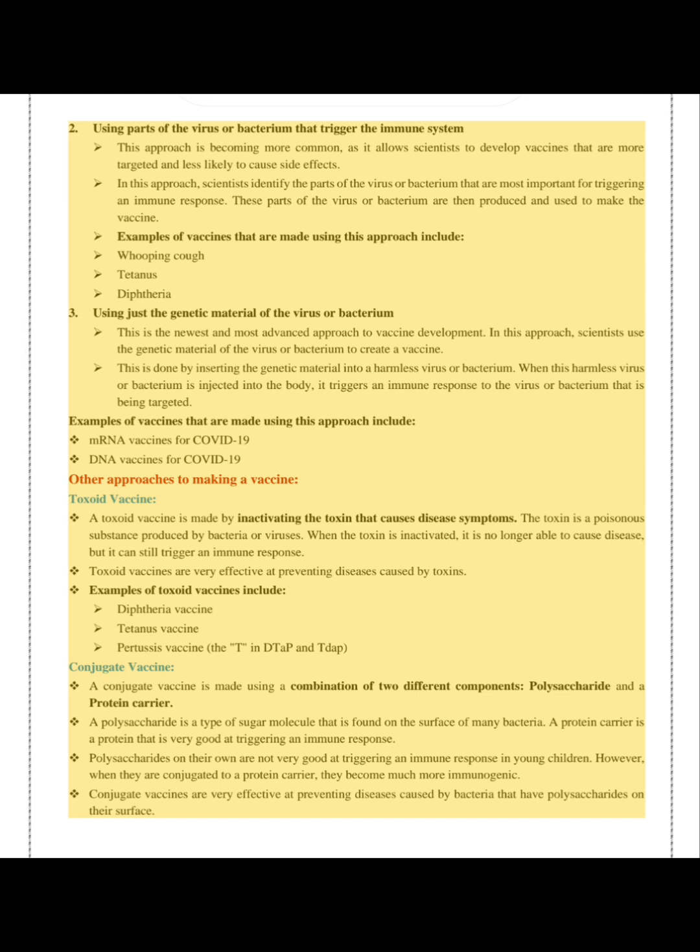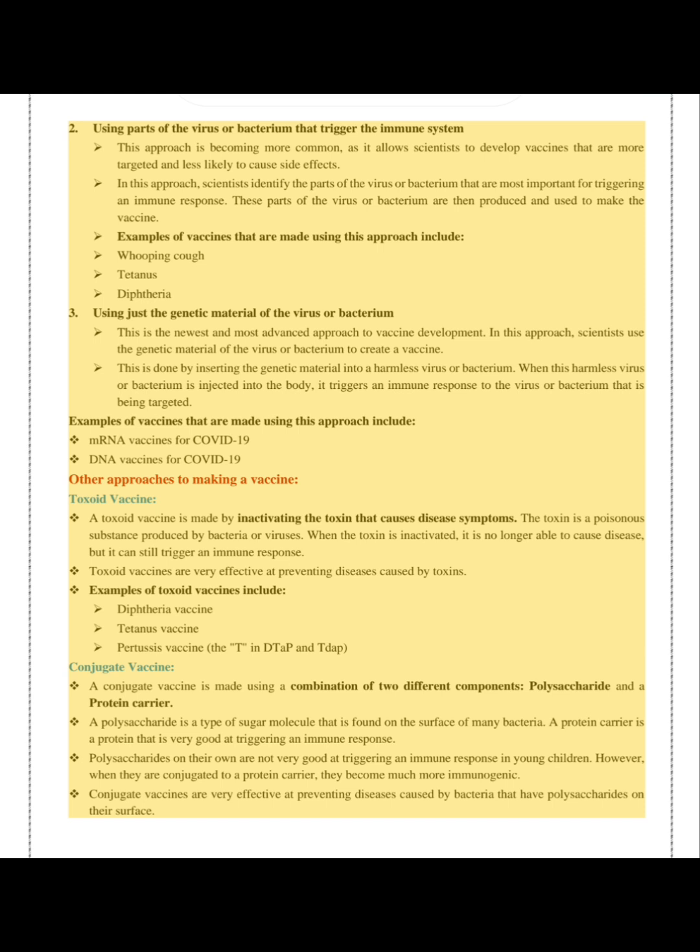Other approaches to making a vaccine. Toxoid vaccine. A toxoid vaccine is made by inactivating the toxin that causes disease symptoms. The toxin is a poisonous substance produced by bacteria or viruses. When the toxin is inactivated, it is no longer able to cause disease, but it can still trigger an immune response. Toxoid vaccines are very effective at preventing diseases caused by toxins. Examples of toxoid vaccines include diphtheria vaccine, tetanus vaccine, pertussis vaccine, the T in DTaP and Tdap.